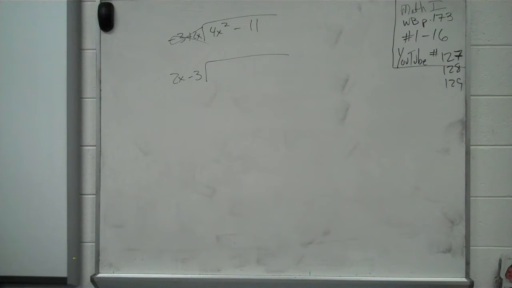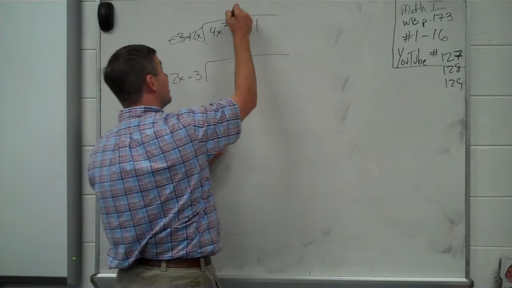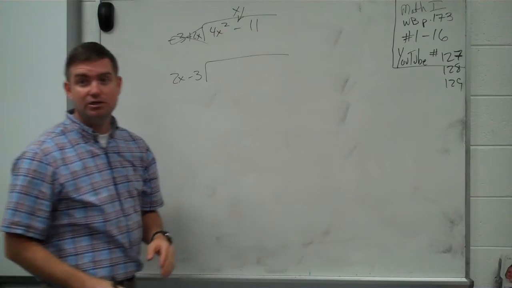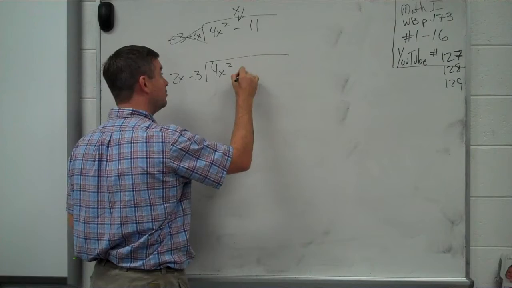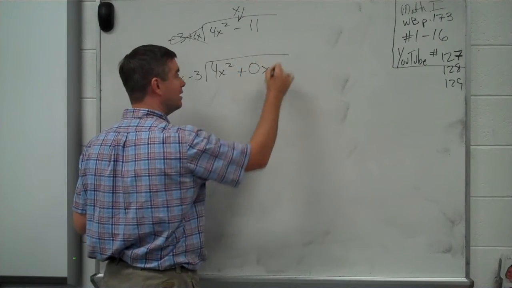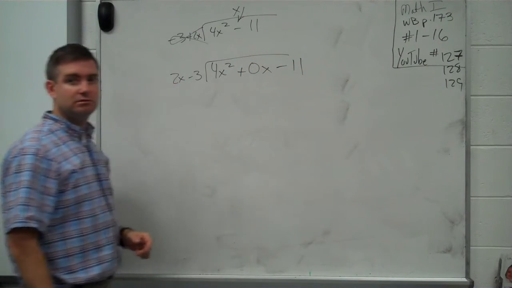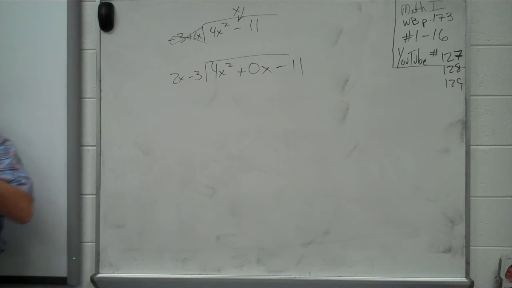All right, what about the stuff underneath the radical? What's wrong with it? Is it in descending order? Yes, but what's missing? The x value, right? We went from x squared to no x. So the way we have to write it is like this: 4x squared plus 0x minus 11. We have to add that 0x in there. It's not negotiable. It's a placeholder. You must put it in there.